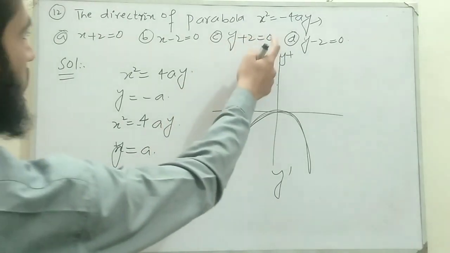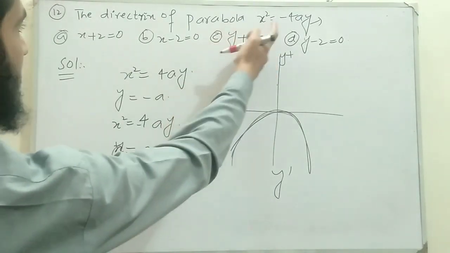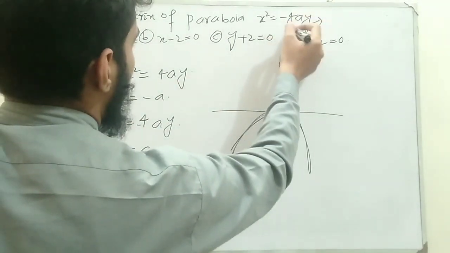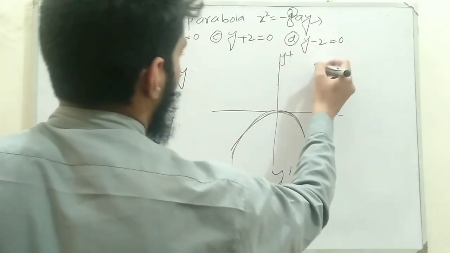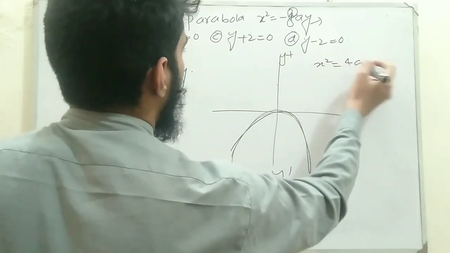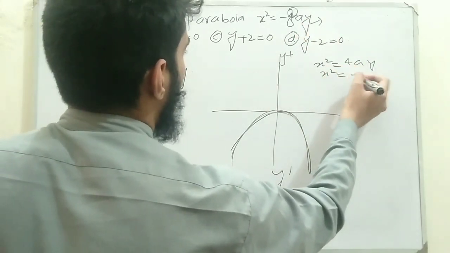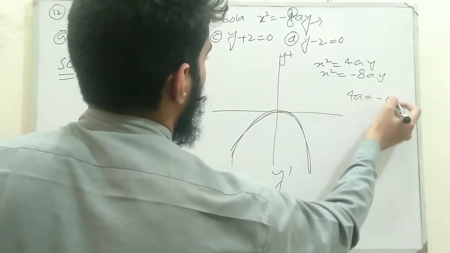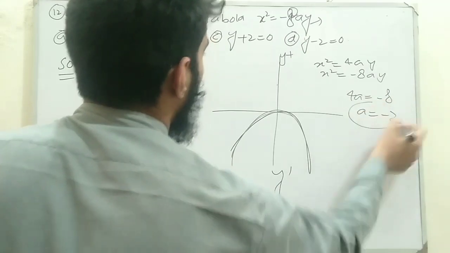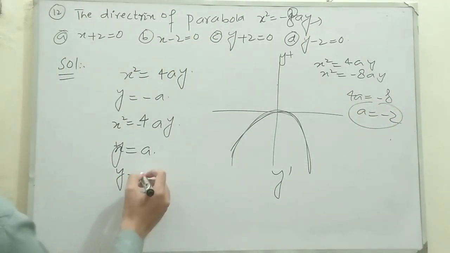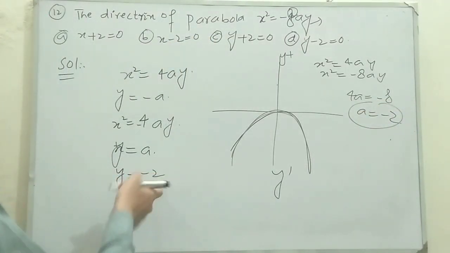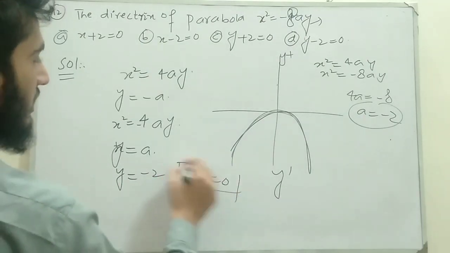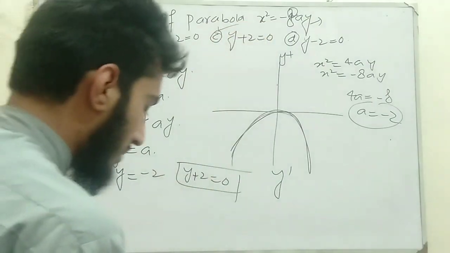Here a gives the directrix of the parabola x square is equal to 4ay. Let's suppose this is 8ay, not 4ay. So we compare this equation with x square is equal to negative 8y. So our 4a will be equal to negative 8, so a will be negative 2. By putting negative 2 over here, y is equal to negative 2. Shifting negative 2 to the left-hand side, it becomes y plus 2 is equal to 0. So our required equation is option number C. This is the directrix of the parabola.